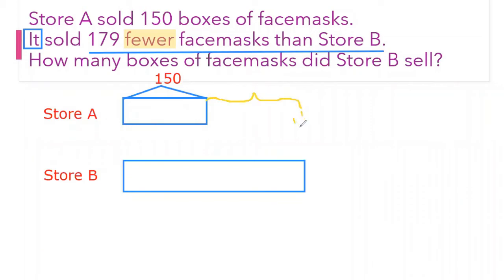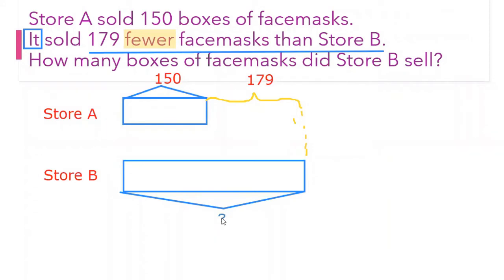So we'll place here a bracket and a broken line to indicate how much more. How much more does it have? 179 more. So place here 179. If we go back to the problem, this model shows that store A is 179 fewer than store B. And then last, we need to put a bracket, and we'll have the unknown here. This is what we're looking for: how many boxes of face masks did store B sell? That is our unknown.